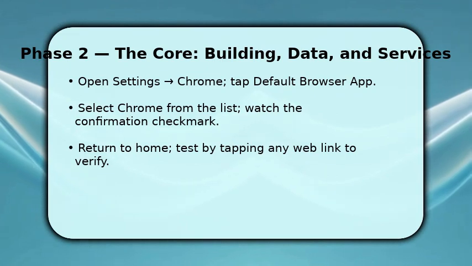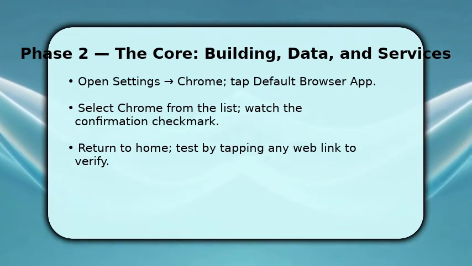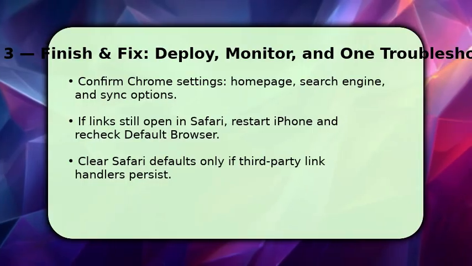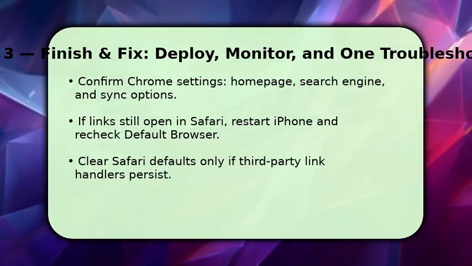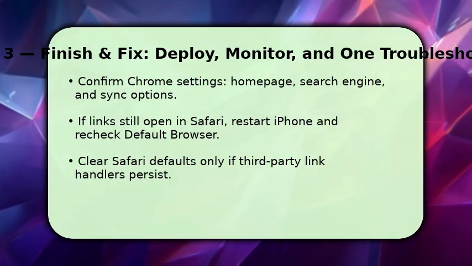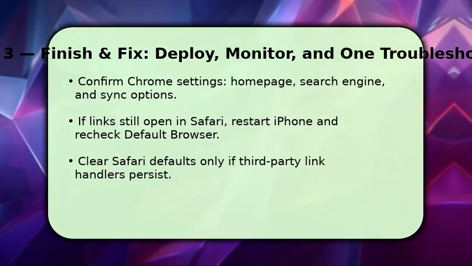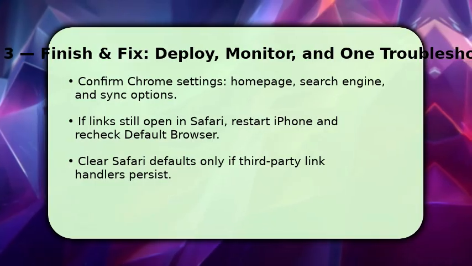Finish by configuring Chrome's internal settings. Set your preferred search engine, homepage behavior, and ensure sync is active so history and passwords follow you. Make sure apps like Mail are updated, because outdated apps can keep using Safari.